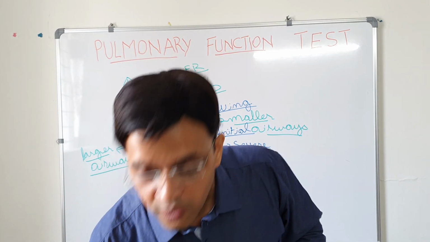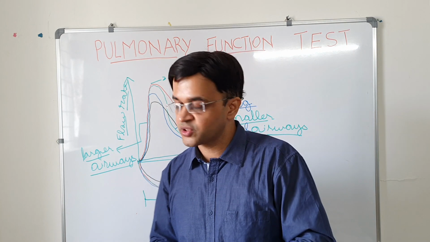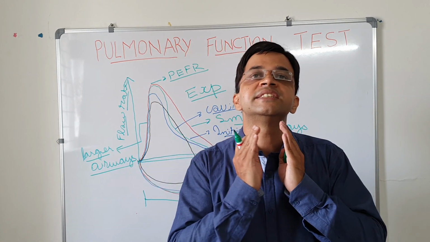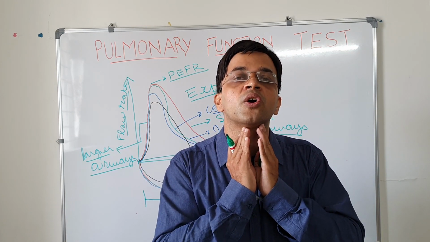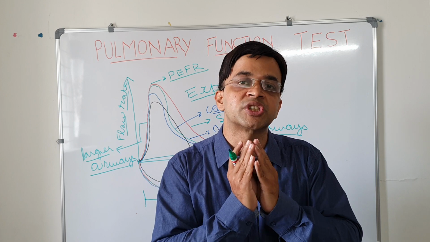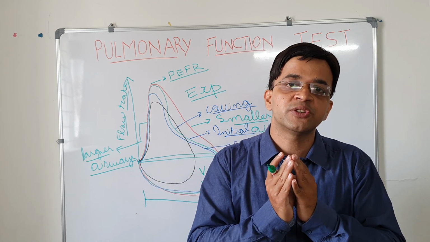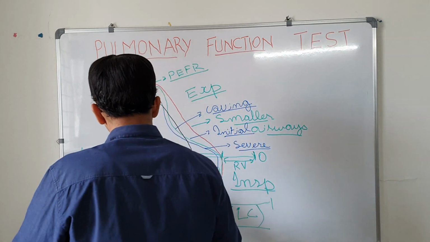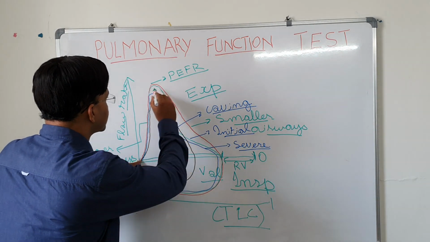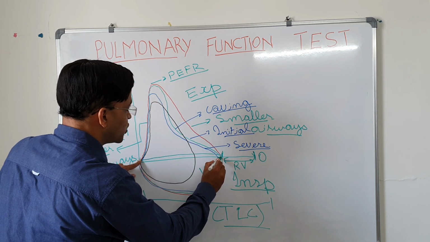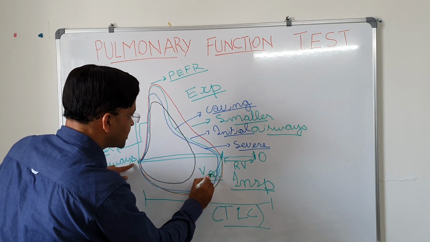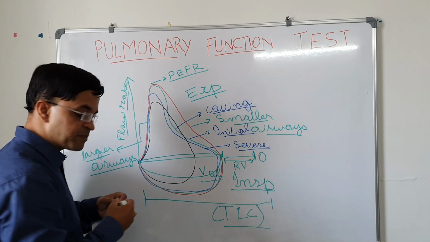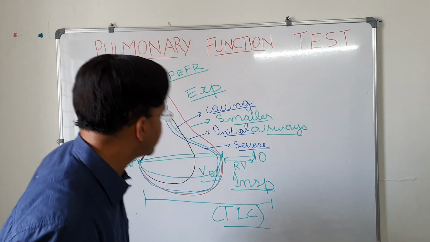Just in case of vocal cord paralysis, suppose if there is vocal cord paralysis, in vocal cord paralysis, the inspiration will be compromised, but expiration will be normal. So what kind of graph we will get in that case? In that case, this whole upper curve will be normal, but the lower curve will be compromised. The lower curve will become flat. Let me clean this up and make you understand better.